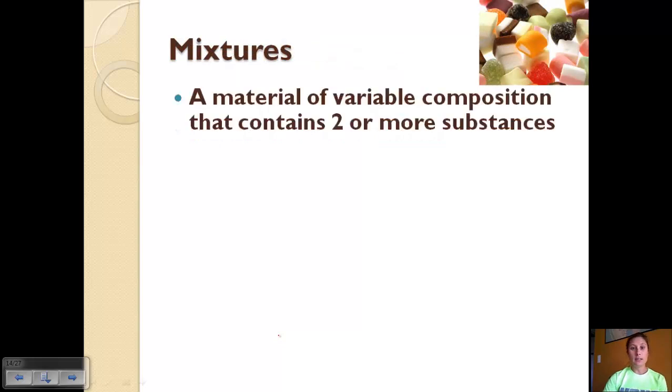Mixtures are where things get a little bit different. So a mixture is a material of variable composition that contains two or more substances. So the big key difference here is that we said variable. Pure substances, the composition is always the same no matter what. You get a glass of water from here and you get a glass of water from Kentucky, and it's H2O. Okay, but mixtures are variable.